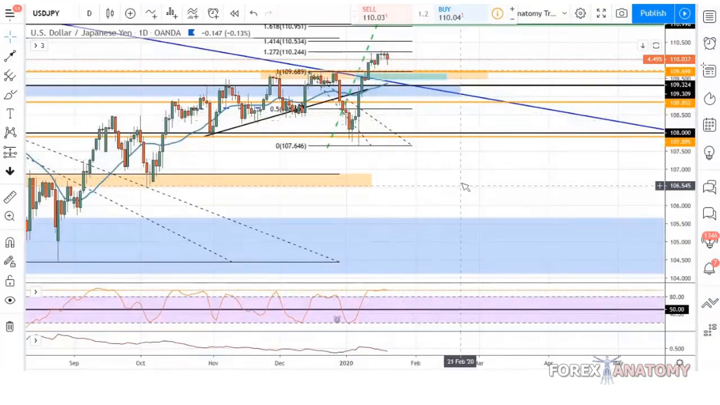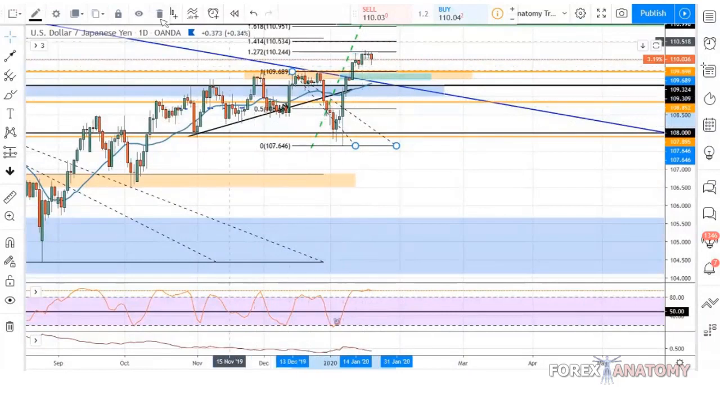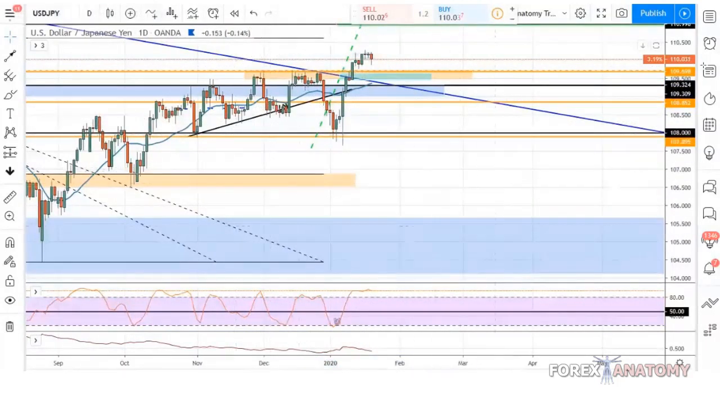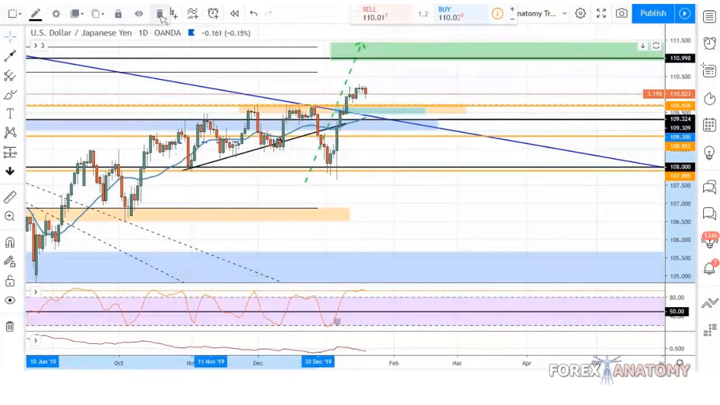Yeah, I know I cleared a lot of this earlier, but let me just get rid of this again. So we're looking at the US dollar Japanese yen. Let me clean this up a bit because it can be a little bit confusing.